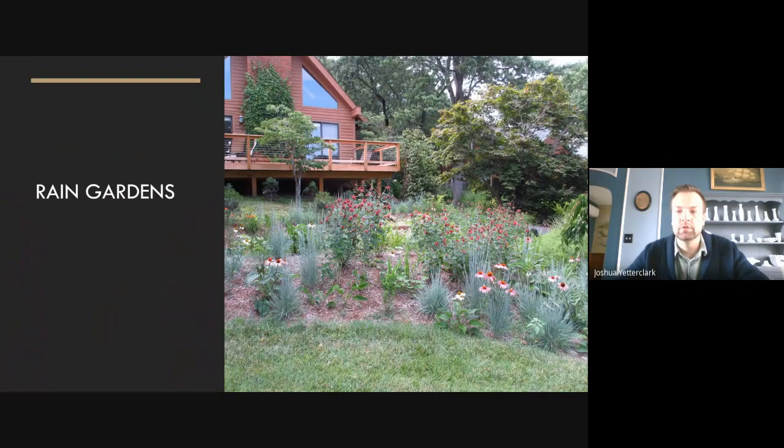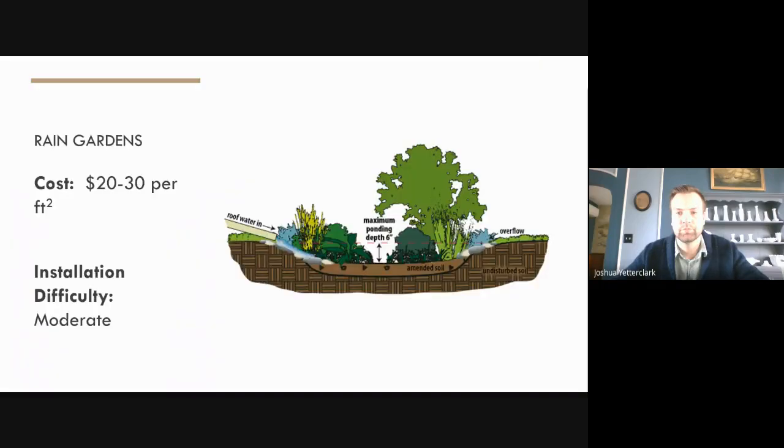Rain gardens are bowl-shaped gardens that capture stormwater and slowly allow it to infiltrate into the ground. Because rain gardens are designed to hold water for a period of time, there are considerations that need to be taken into account when installing them. They should not be installed within 10 feet of a building's foundation or near a septic system. They should not be installed on a steep slope.